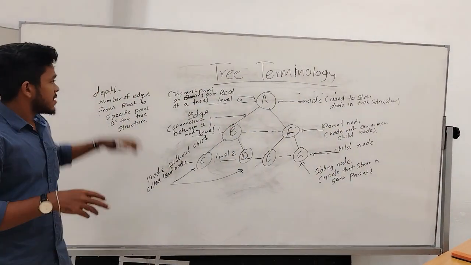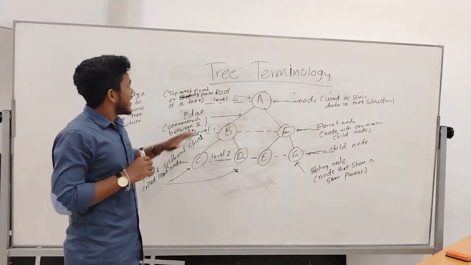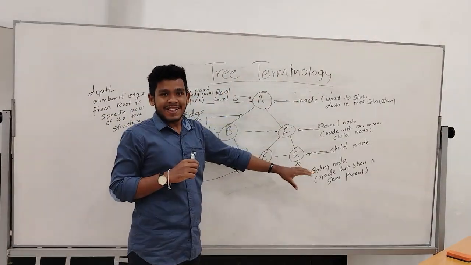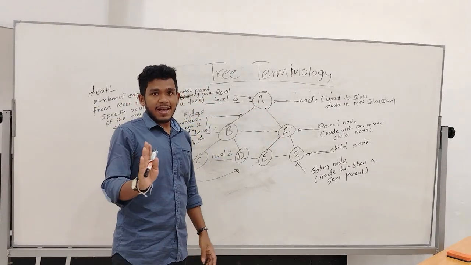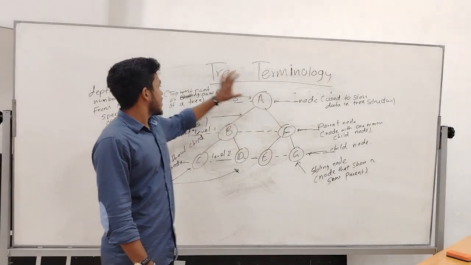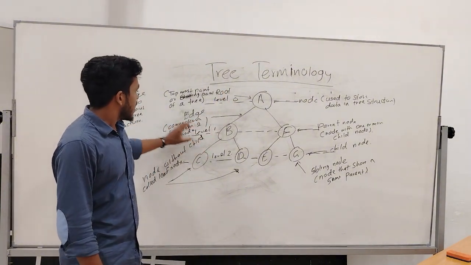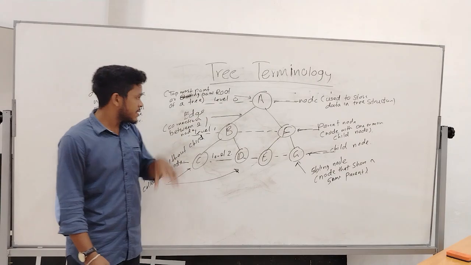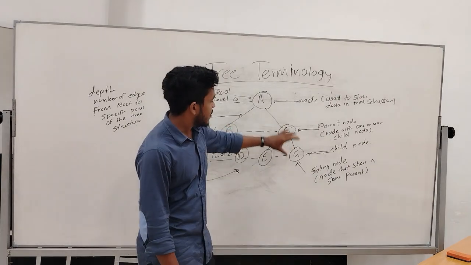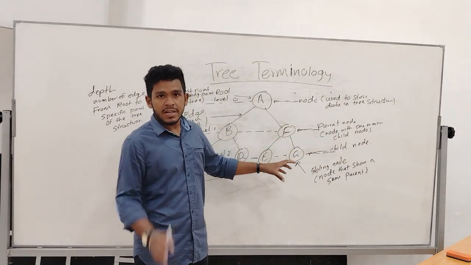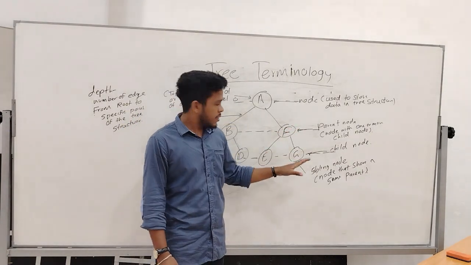So these are the basic points, the basic things in tree terminology. For a quick summary, nodes are used to store data, and the starting or topmost node is the root node. Then edges are the connections between two nodes, and a parent node can be identified as a node connected with two or more child nodes.